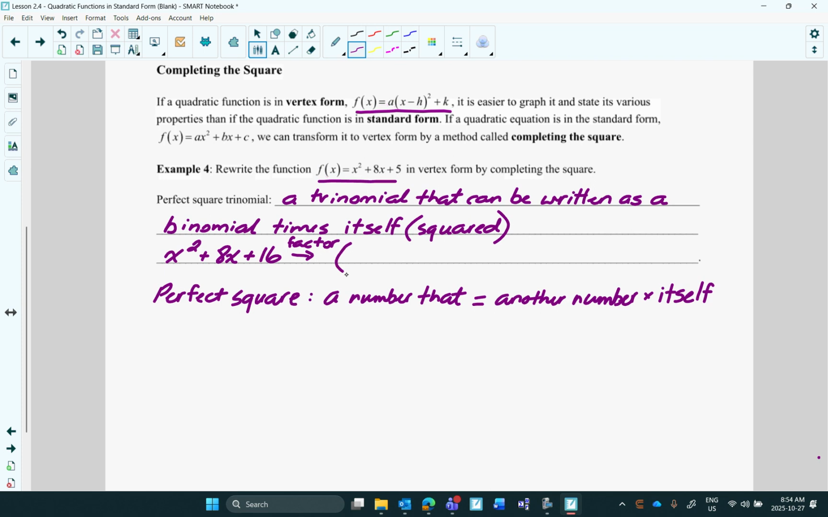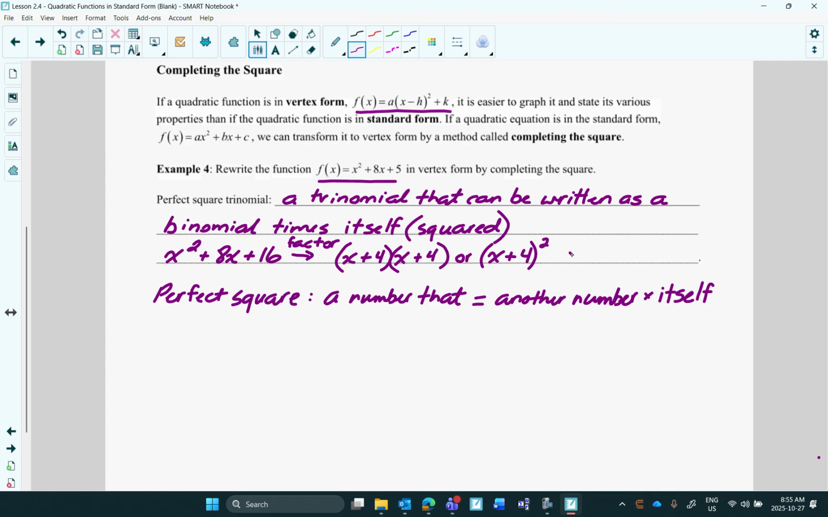Well, remember this type of factoring? We're looking for two numbers that add to 8 and multiply to 16. And that would be 4. Or x plus 4 squared. Notice when it's in this form, it's part of vertex form.